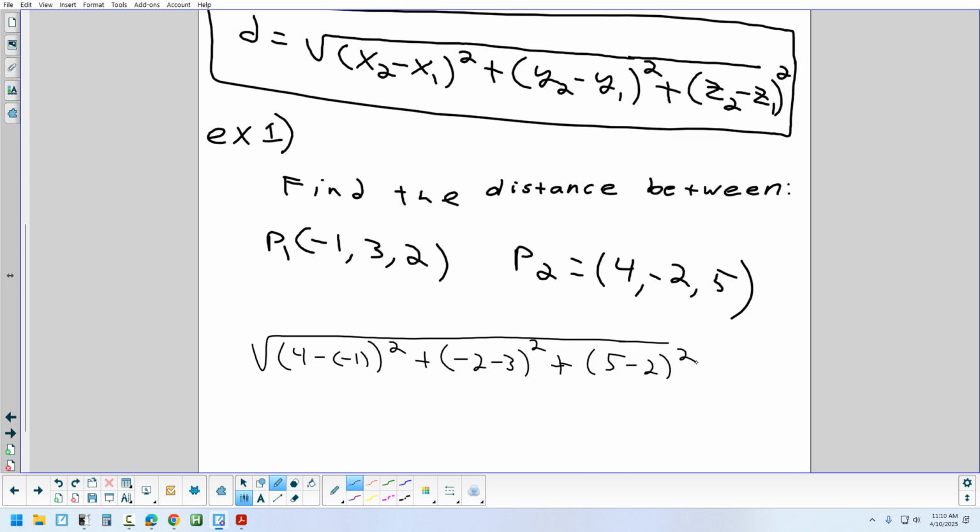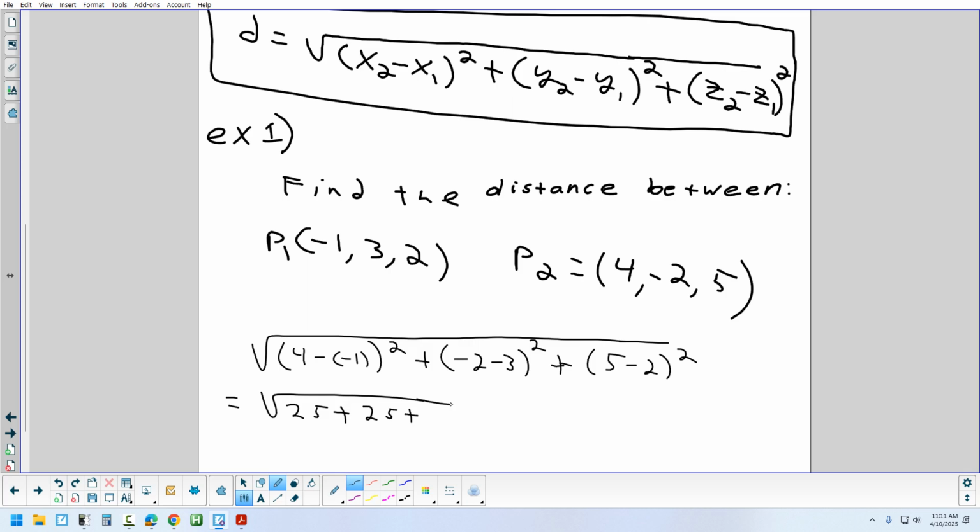Okay, so we'll simplify all of that. 4 plus 1 squared: 25. It's going to be 25. What's negative 2 minus 3? Negative 5. And when you square that, 25. 25 again.